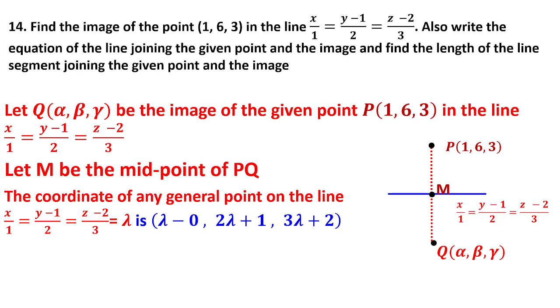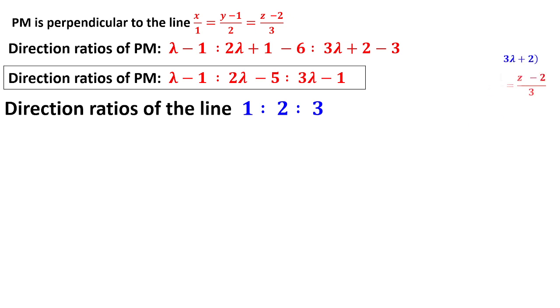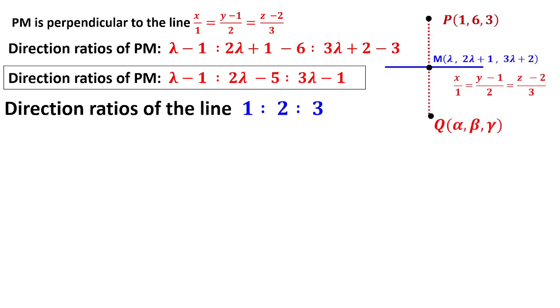Let M be the midpoint. Now I am getting the coordinates of a general point on the given line, that is (x minus 1)/1 = (y minus 1)/2 = (z minus 2)/3, by equating it to lambda. This general point on the given line, I am calling it capital M. Therefore, I got capital M as the point (lambda, 2 lambda plus 1, 3 lambda plus 2).